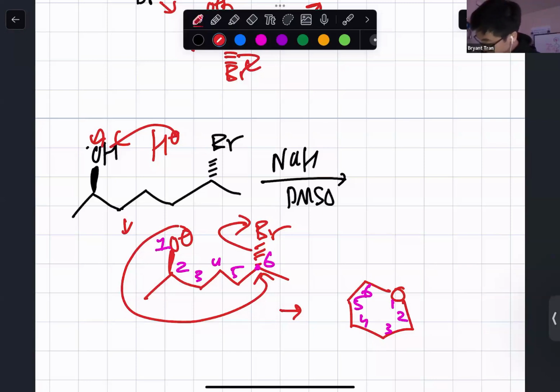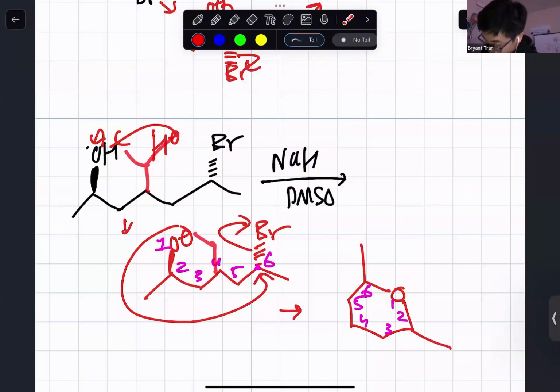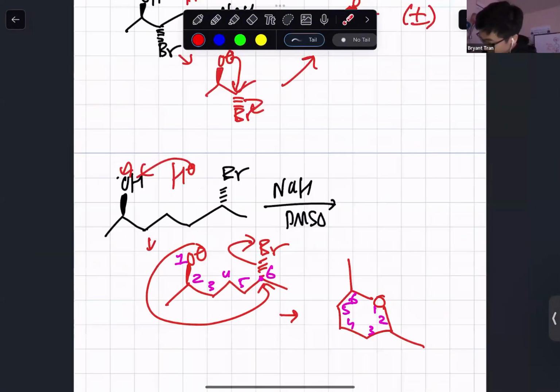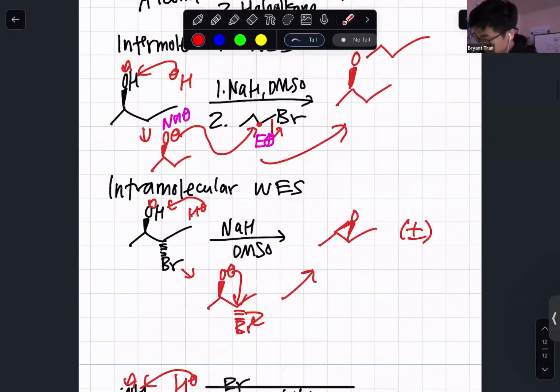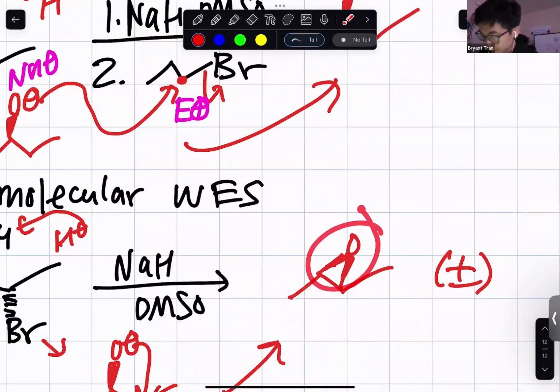Carbon 2 has a methyl group, and then carbon 6 also has a methyl group. This is when we fill in the decorations. Like if there's an isopropyl group here, isopropyl group there, then there would be an isopropyl group there. Right. Decorations. Right. But this is still a cyclic ether, right? A cyclic ether for intramolecular WES. This is also a cyclic ether, but it's a special cyclic ether. It's the epoxide.